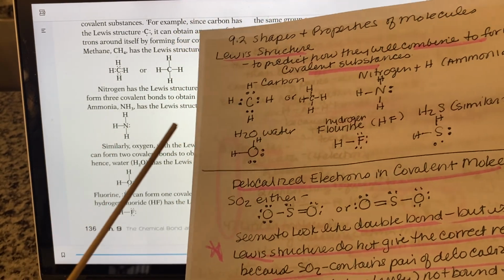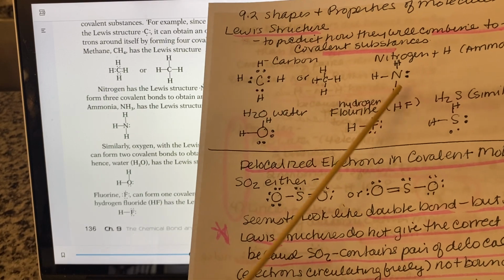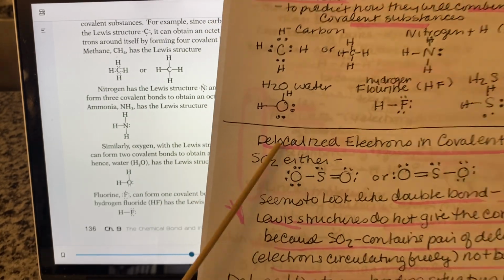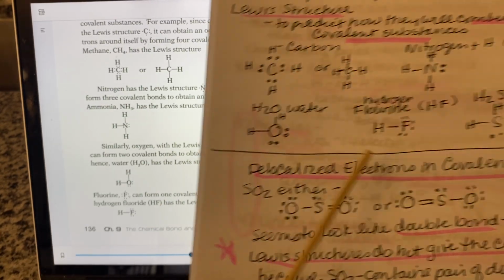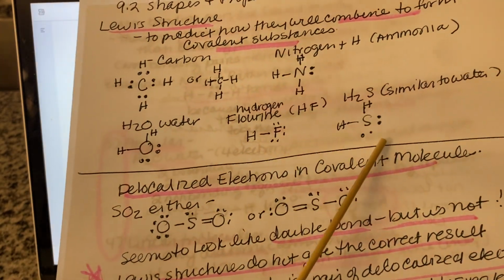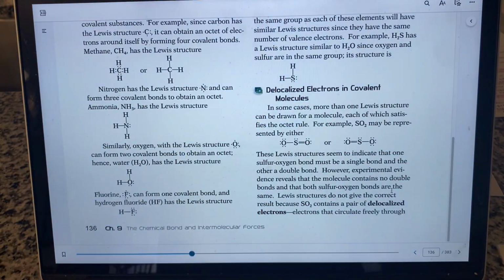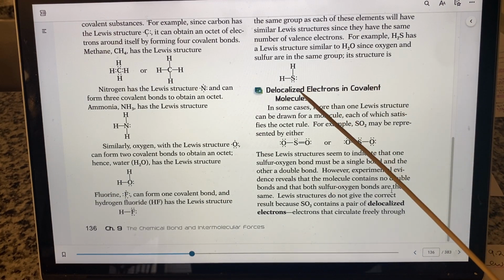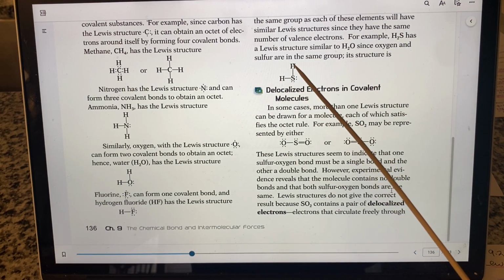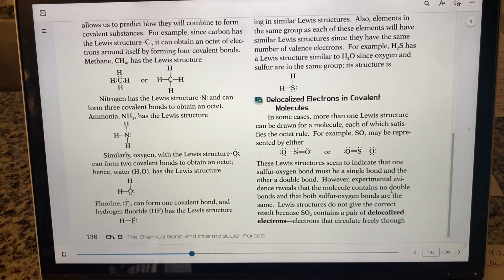So you have carbon. This is how carbon looks. This is how nitrogen looks. This is how water looks here, and this is fluorine sharing. And this one over here, which of course I didn't go over, is how sulfur is sharing with hydrogen. So there we go.